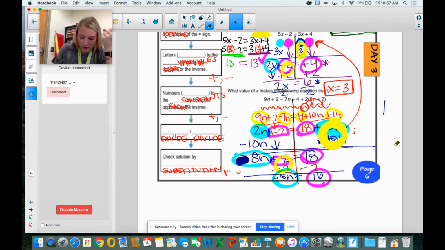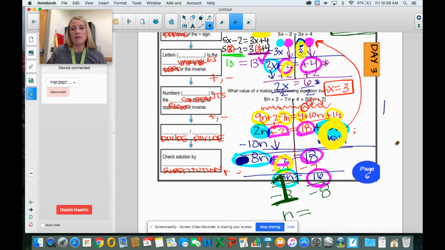Now you're asking, well, what do I divide by? Well, I want that n or that variable by itself. So whatever is with it, I need to undo by division. So I'm going to divide by negative 8. Those give me a big fat 1, because a negative 8 divided by negative 8 gives me 1. So I'm left with n. And then I would put that in my calculator. 16 divided by a negative 8 gives me a negative 2. And that's my answer.